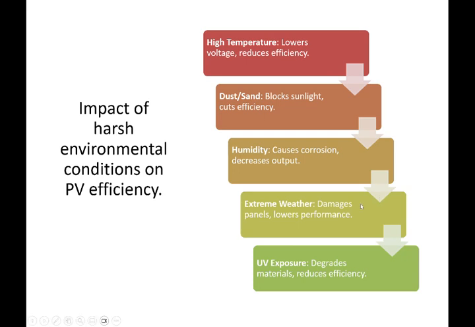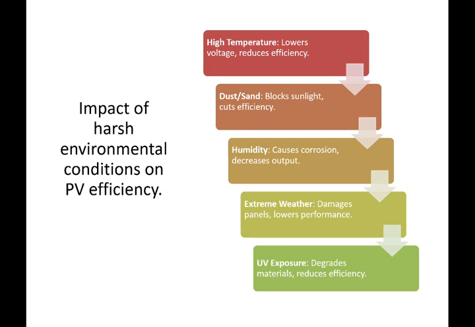So now, the impact of harsh environment conditions on PV efficiency. You see, high temperature lowers the voltage and reduces the efficiency. It is very obvious that when the temperature rises to a certain level, the voltage drops significantly. And secondly, dust and sand. Inside Saudi Arabia, there is a major problem of sandstorms. You will find a regular sandstorm almost every day.